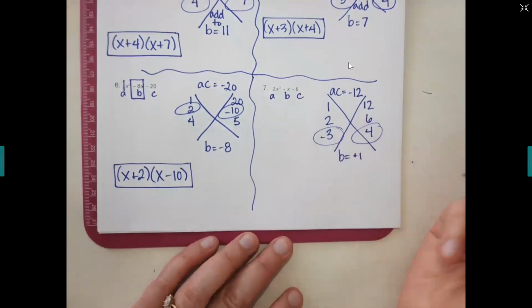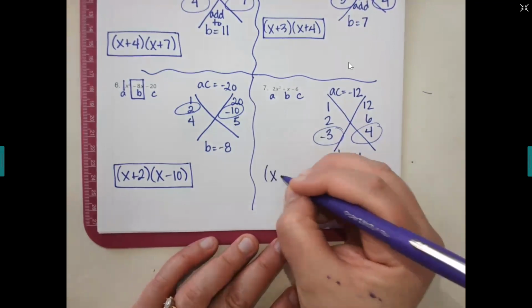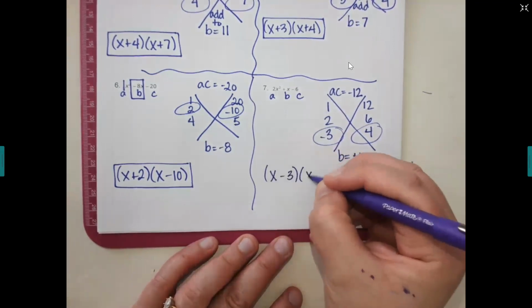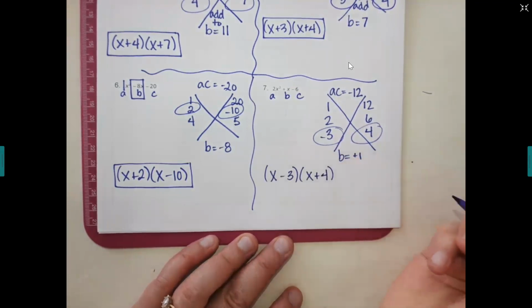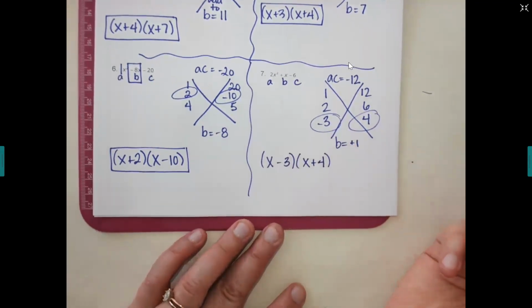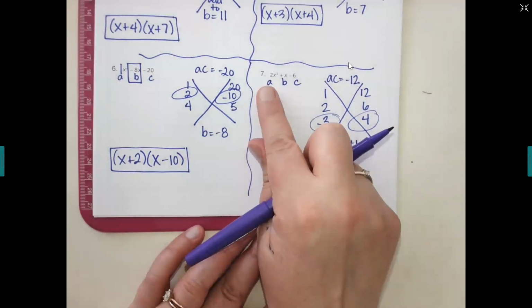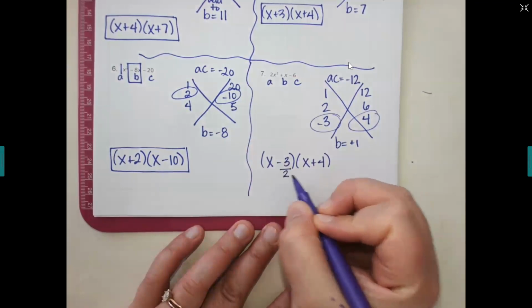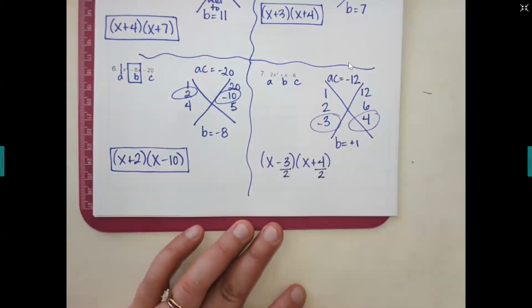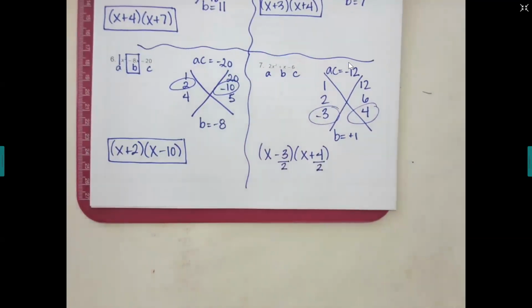Okay, so write your factors. You're going to have an X minus 3 and an X plus 4. If my A is a 1, I'm done. Is it? No. What's your A this time? It's a 2. You're going to take that number and divide by 2 on both of these. Okay, you only have to do this step if your A is not a 1 and you're done.